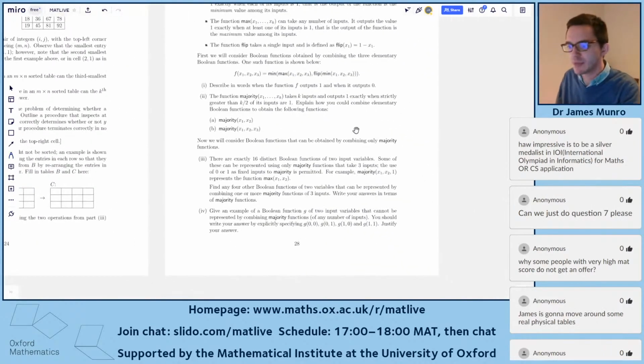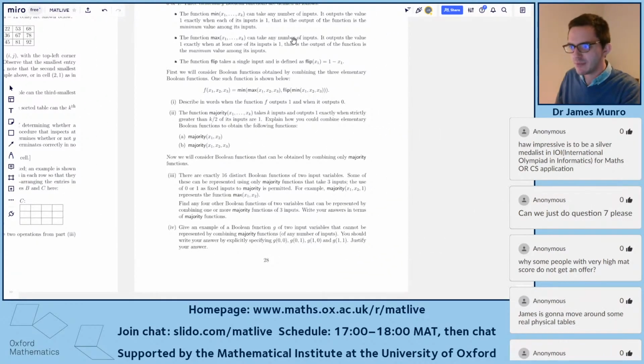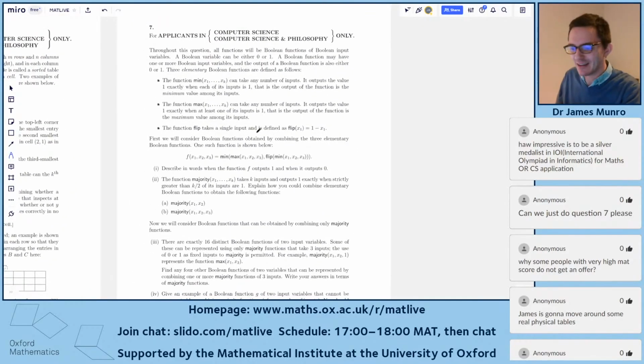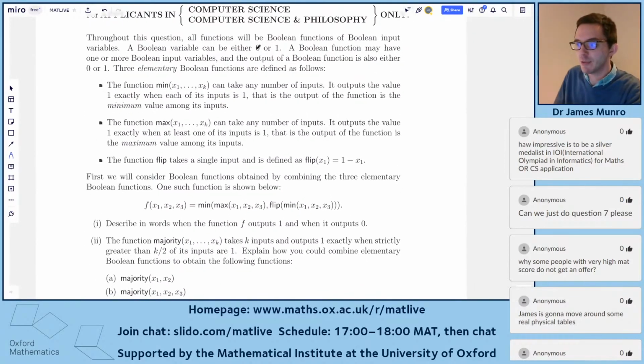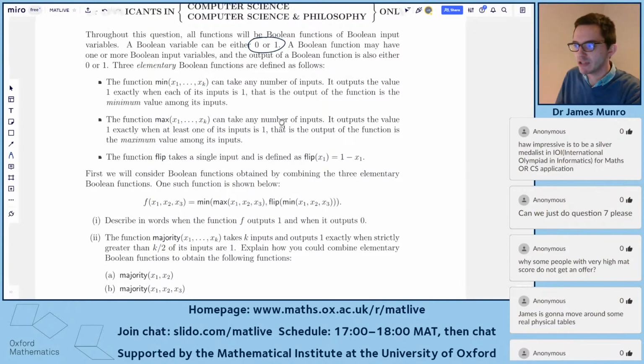Right, okay, cool. Question 7. Loads of reading, again. Oh, and I've missed the next page off. Whoops. Might try and find that. So, we've got this function, and it's got all these different arguments going on. It's like the maximum of these things, it's looking at the minimum of these things. Flip means 1 minus x1. The numbers that you put in are all either 0 or 1, and the output's either 0 or 1, is the concept of the question.